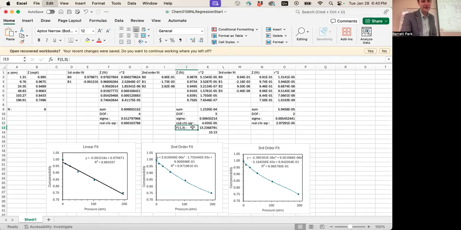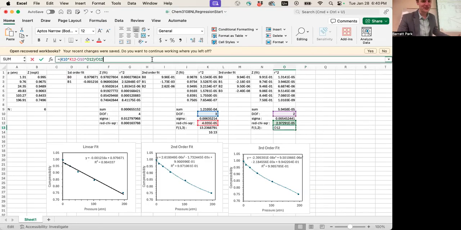And now, instead of F1,3, the number of degrees of freedom in the second fit, in the most recent fit, is 2. So I'm going to change this to F1,2. But I think I can copy the formula over because I arranged this table in a way that everything is arranged in sort of a symmetrical way.